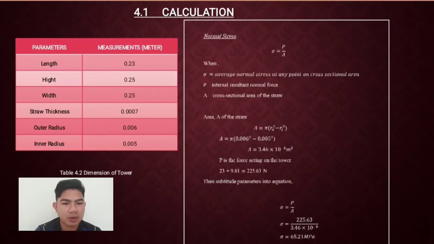Then we substitute those values into the equation. We substitute 225.63 over 3.46 times 10 to the power of negative 6. So we got the value for normal stress is 65.21 megapascal.